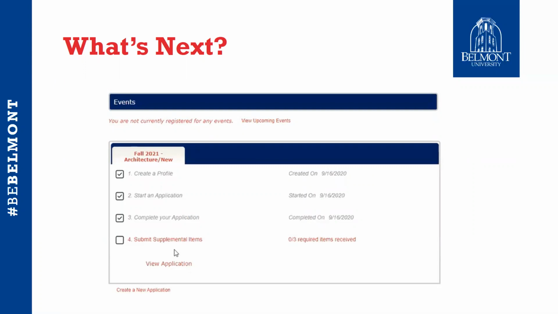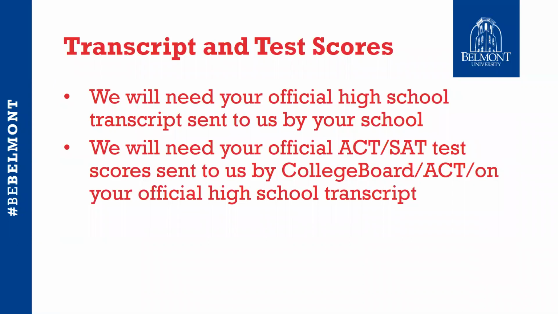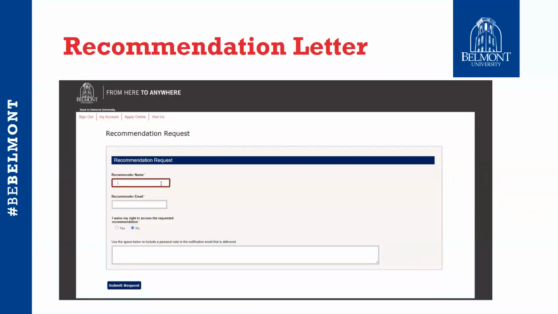So we're going to go back to our BU4U dashboard, and we can see the supplemental items here at the bottom. So we can see that 3 items have populated. So on this list, you can see that we're going to need to fill out our transcript, our scores, and our school counselor letter of recommendation. We are going to need your official high school transcript sent to us by your school, and we're going to need your official test scores if you decide for us to review those scores, sent to us by either College Board, ACT, or on your official high school transcript.